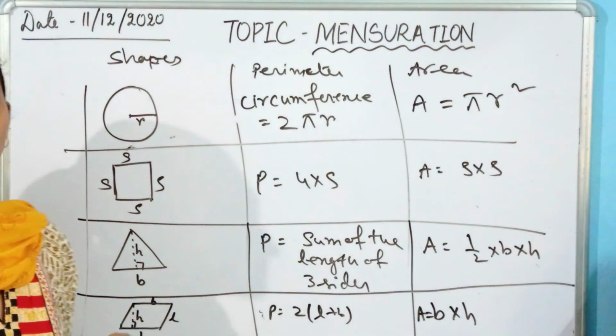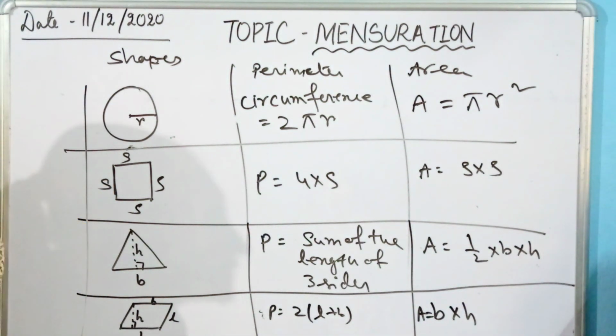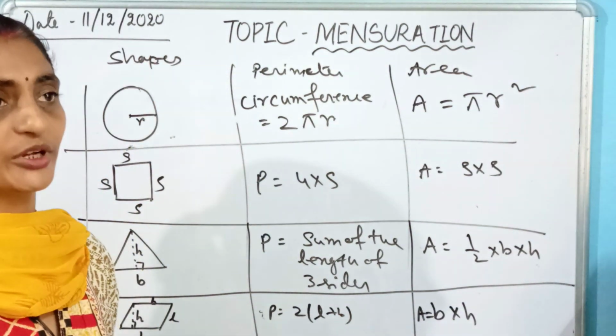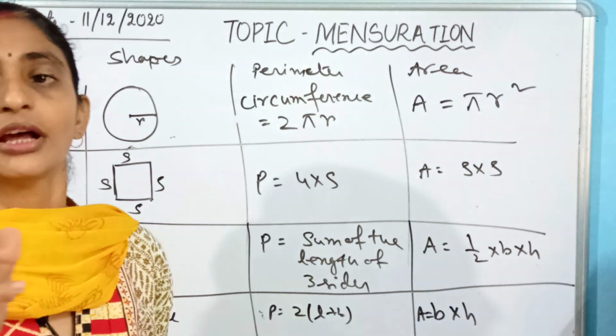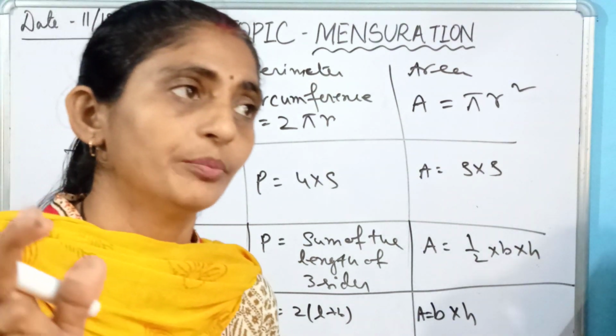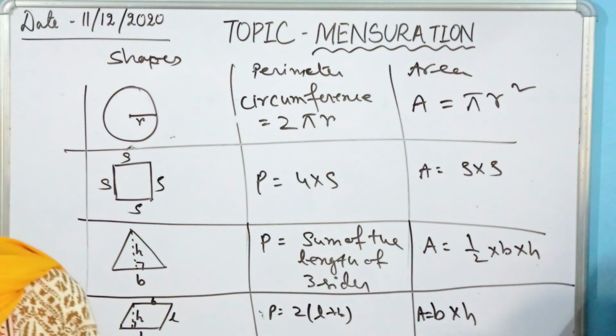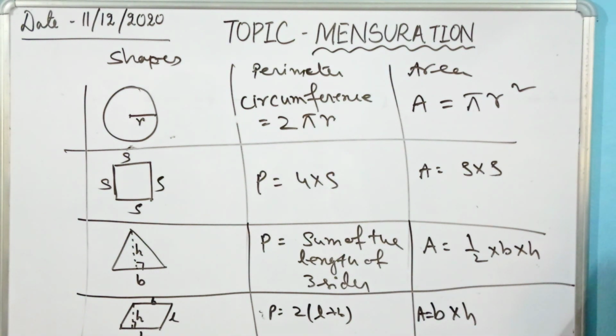Here I have discussed the 5 geometrical shapes. Let's go through some of the questions to revise this part, how we can find out the area and how we can find out the perimeter of these shapes. Let's come to the solution part. Here I have selected some questions. Let's come to that.